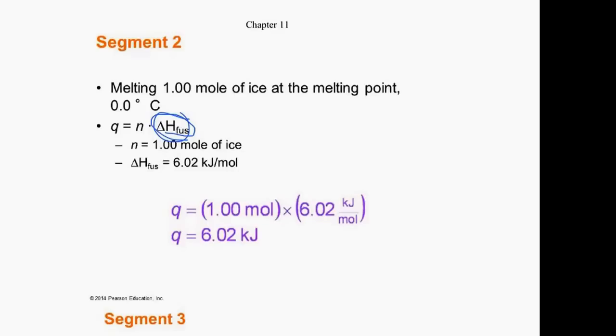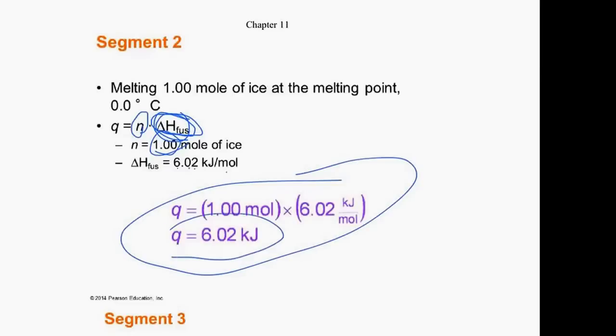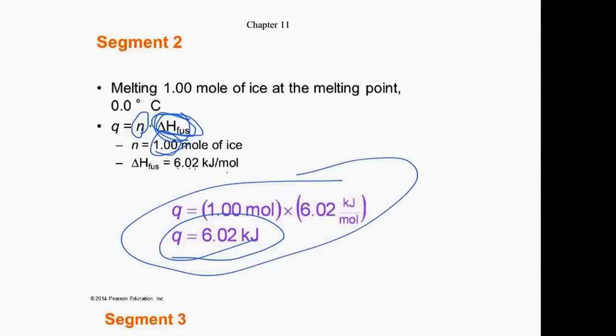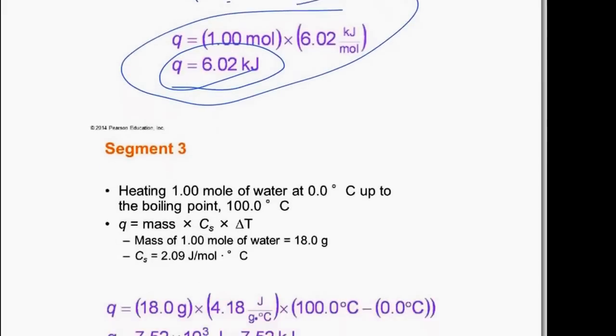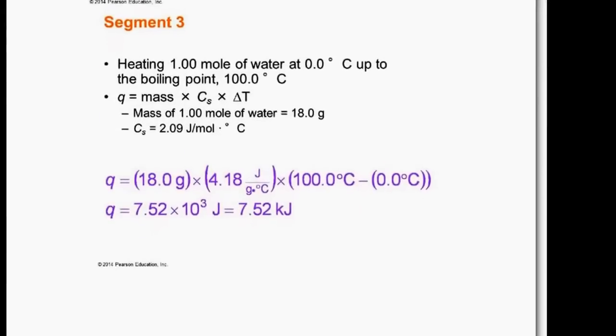So what we need to know is the number of moles. In our case, we had 1 mole of ice, times the heat of fusion, 6.02 kilojoules per mole. So we can calculate that, and we get 6.02 kilojoules. So now we've calculated the heat absorbed by both segments, and now segment 3 is heating the water and causing the liquid water to have a temperature change.